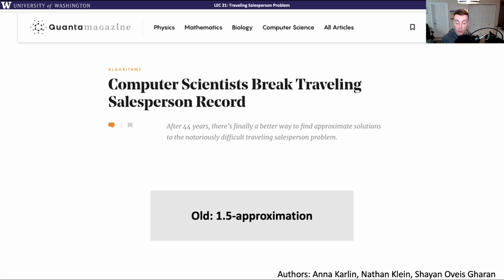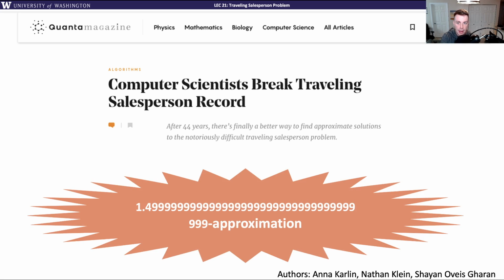Now, in the old Christofides' algorithm, we talked about that 1.5 approximation. And so the question is, how much did they beat this 1.5 approximation by? Well, their algorithm has an approximation ratio of 1.49999999999, lots of nines. I think there's 36 nines in total. They beat Christofides' algorithm by the most minuscule amount possible. It is a tiny, tiny improvement over what we had before.